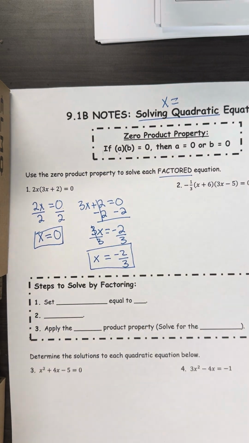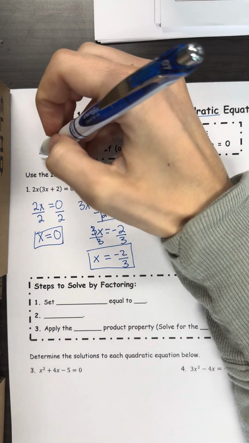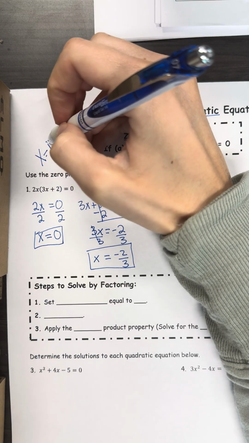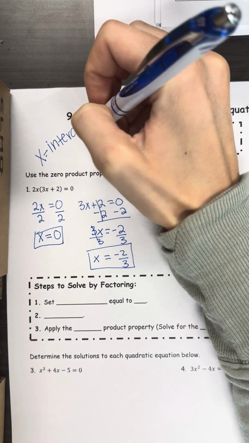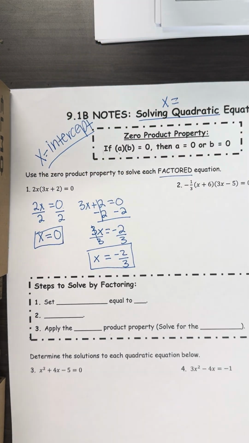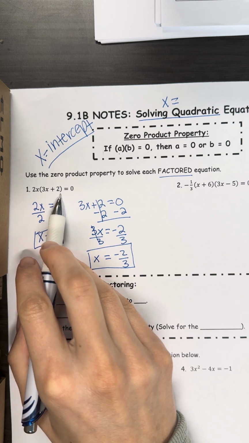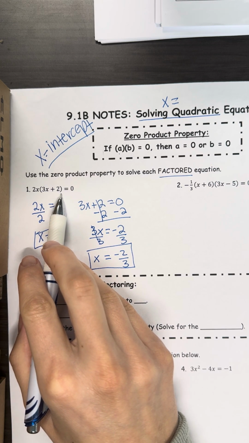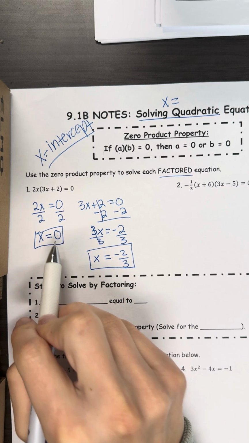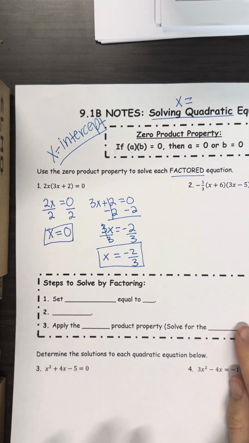So what this is doing is giving us our x-intercepts. Okay, so if I were to put this in Desmos, the line would go through at 0 and this.